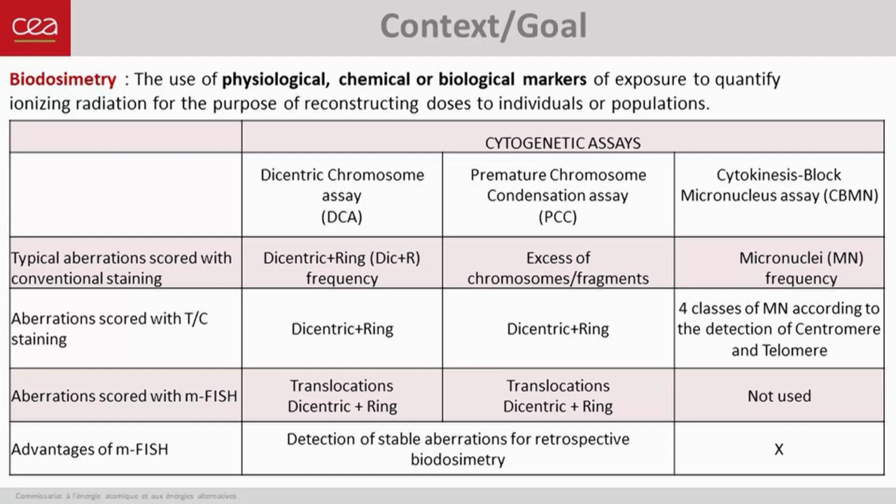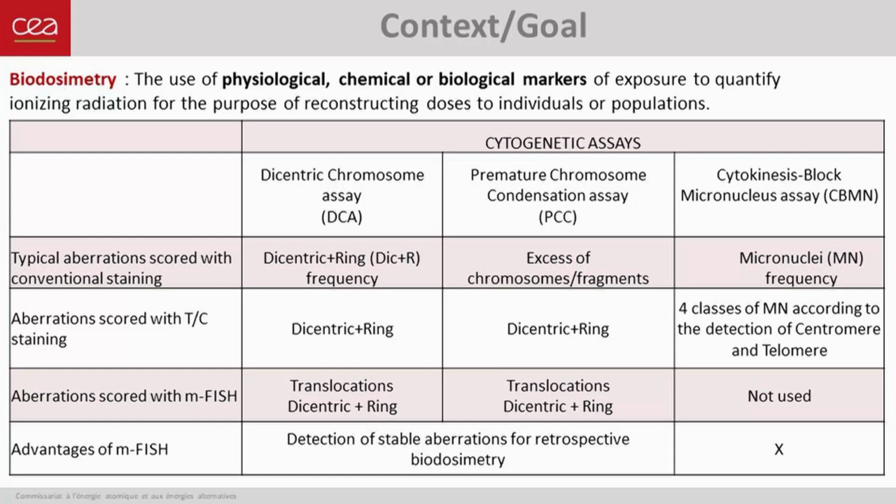The premature chromosome condensation assay, or PCC, allows for scoring of chromosome fragments and the determination of excess fragments. In this case, the FISH staining results in specific scoring of dicentric chromosomes, rings, and acentric fragments. So, the analysis is a little bit longer, but more precise and informative.